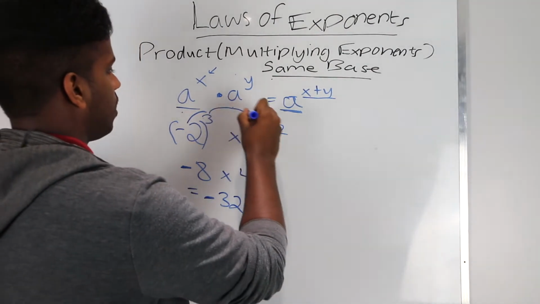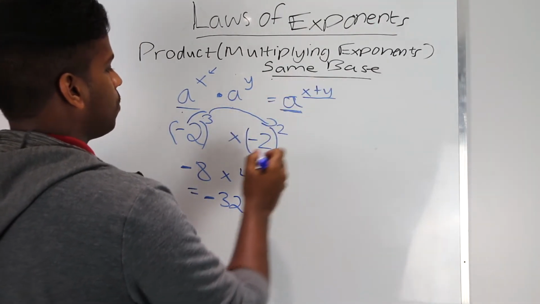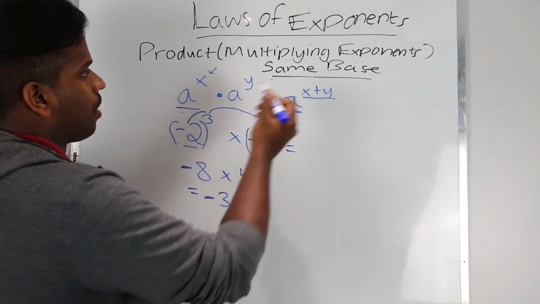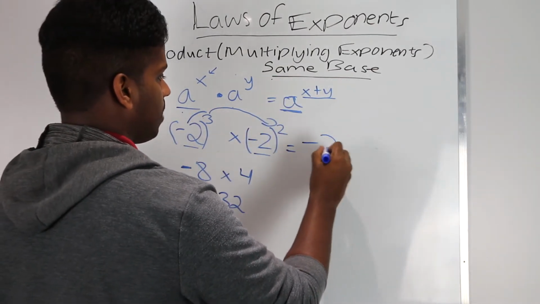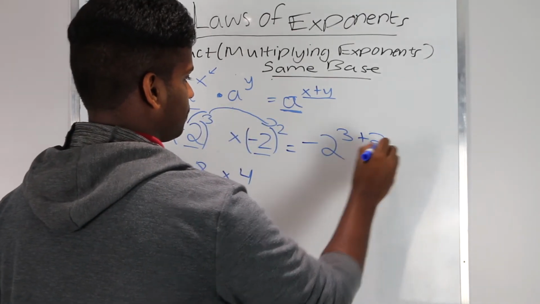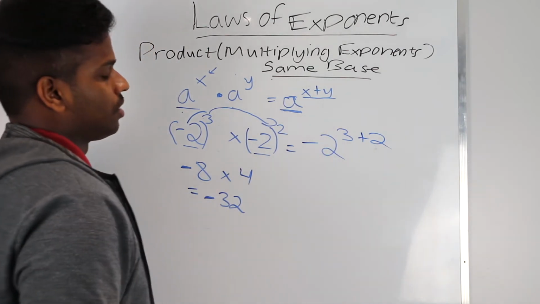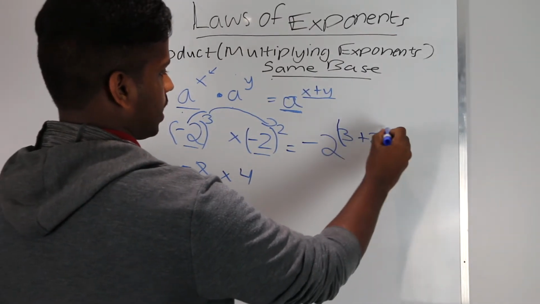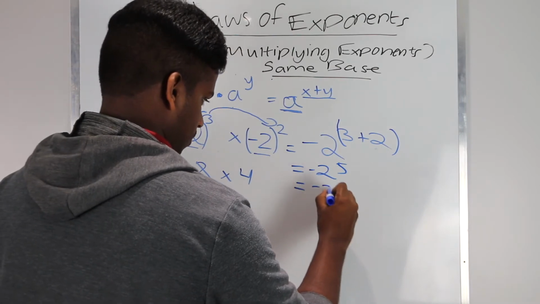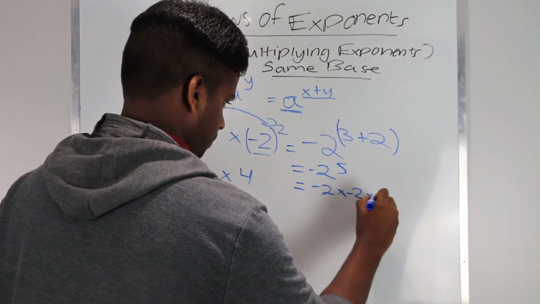So now let's see. We know our knowledge of using this rule, and our base here is both -2. Well, we will use our law of exponents now. So the base stays the same. We're adding the exponents. So 3 plus 2. So -2, and then we're adding the exponents. So that's -2 to the power of 5. Let's see if that works.